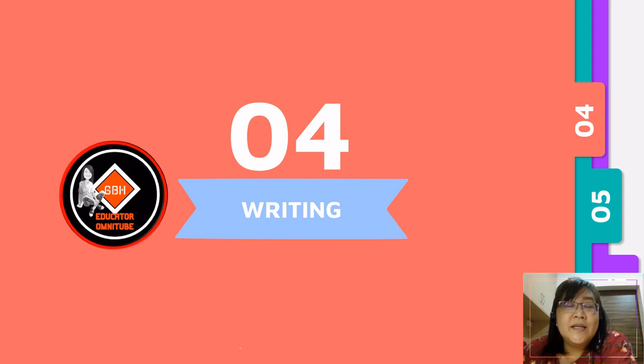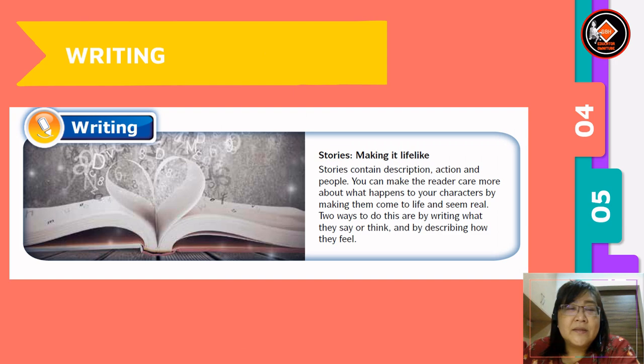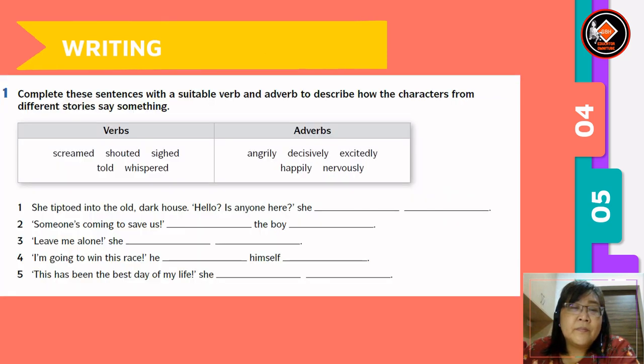Dear pupils, now we are going to do the writing lesson. For writing, this lesson we're going to write stories. So, making it life-like. Stories contain description, action, and people. You can make the reader care more about what happens to your characters by making them come to life and seem real. Two ways to do this are by writing what they say or think and by describing how they feel. So here, let's complete the first exercise.